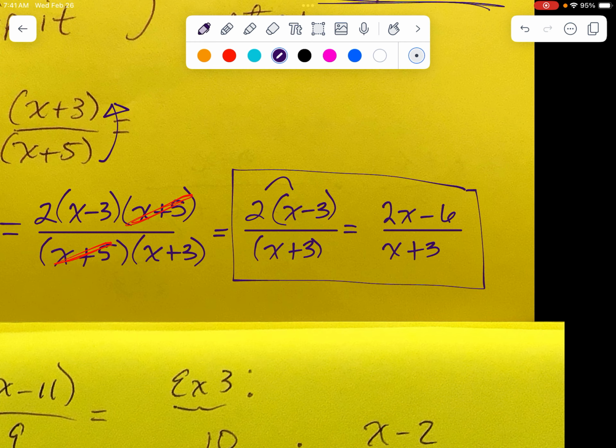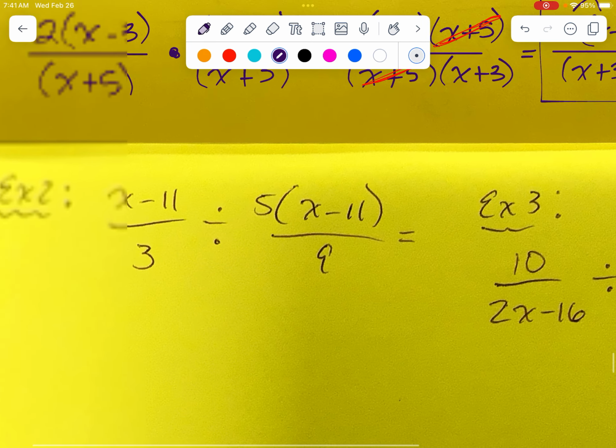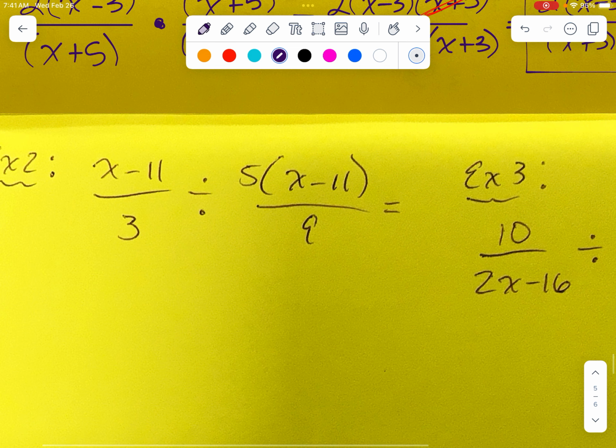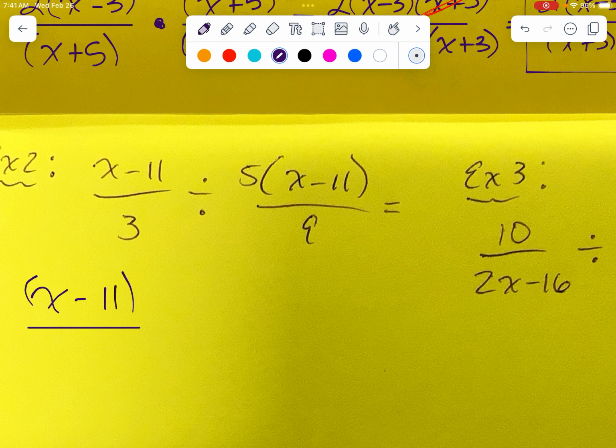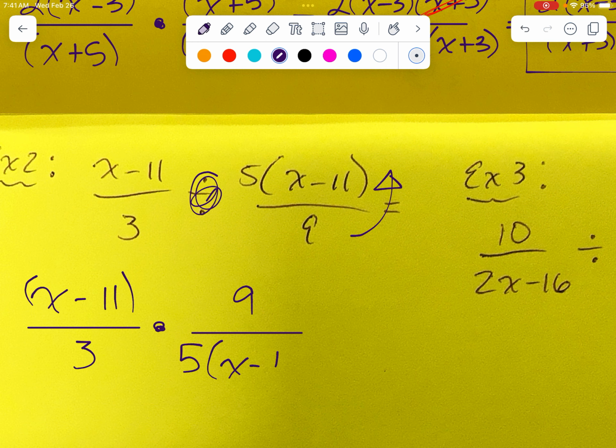All right, let's take a look at another example. All right, example 2, we're going to do the keep it, change it, flip it. So we're going to keep the first fraction, x minus 11. If you want to put it in parentheses, you can. Divided by 3. Change this to multiplication. And then we apply the reciprocal, or we flip that fraction upside down. 9 divided by 5 times x minus 11.